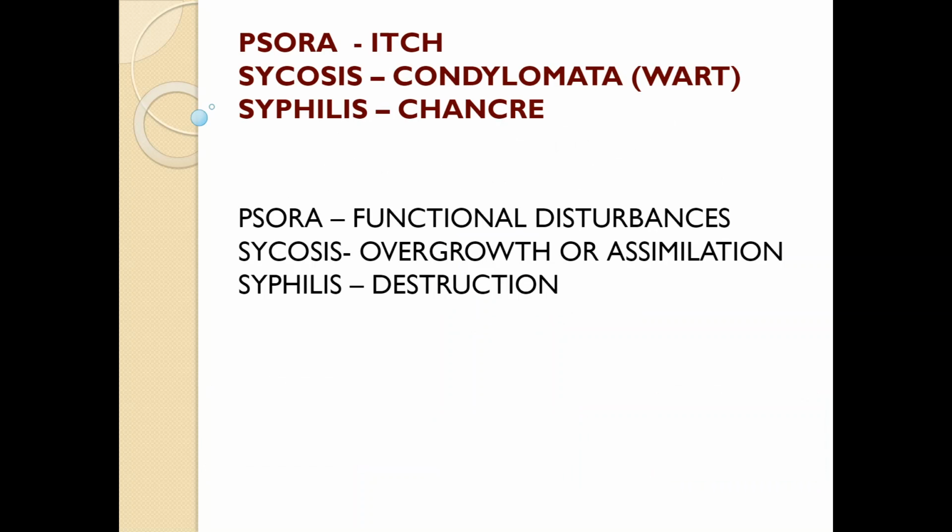Psora, the primary important symptom representing psoric miasm, is itch. Psychosis, the primary symptom representing psychotic miasm, is condylomata, that is wart. And syphilis, the primary symptom is chancre. Psora has functional disturbances, psychosis has overgrowth or assimilation, and in syphilis we find destruction of tissues.